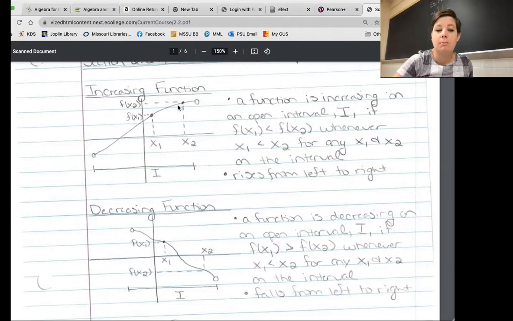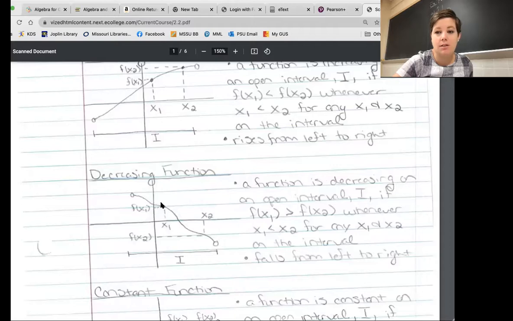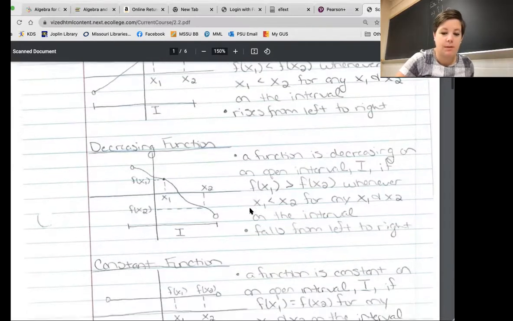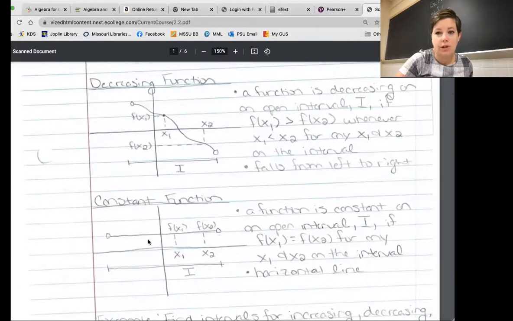If you look at it like reading a book, if you were walking along your function, starting on the left-hand side, are you going to be walking uphill? If the answer is yes, then it's an increasing function. You're increasing from the left to the right. The same thing is true in reverse for a decreasing function. Again, you read from the left to the right, and you are decreasing if you're going down the hill, or if your y value at your x1 spot is greater than the y value at your x2 spot. Thus, it's decreasing. A constant function is a flat road.